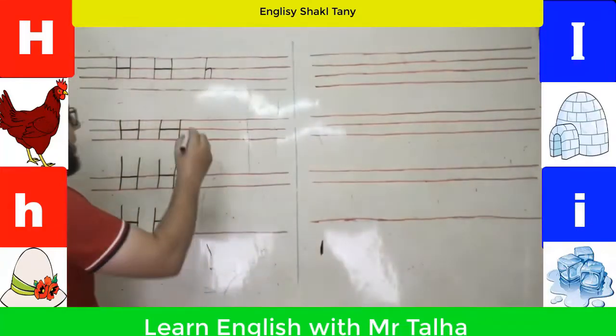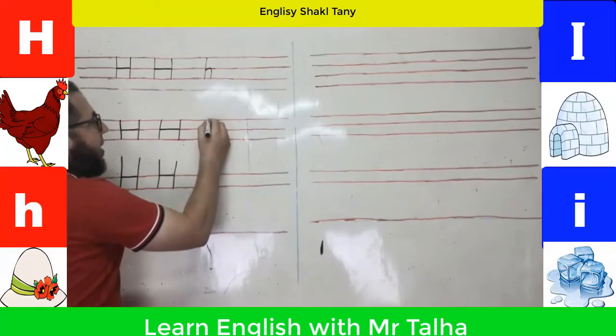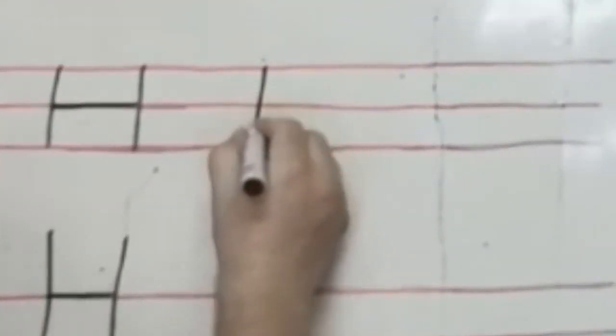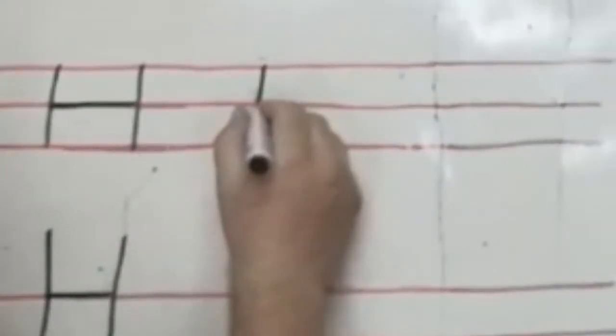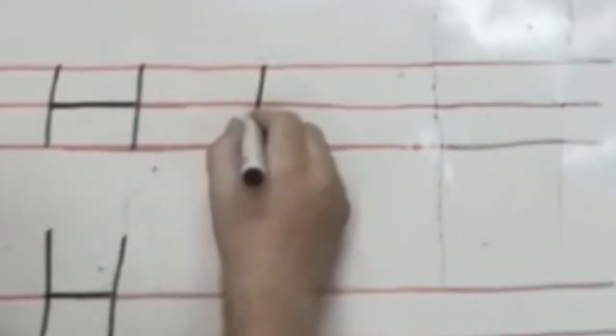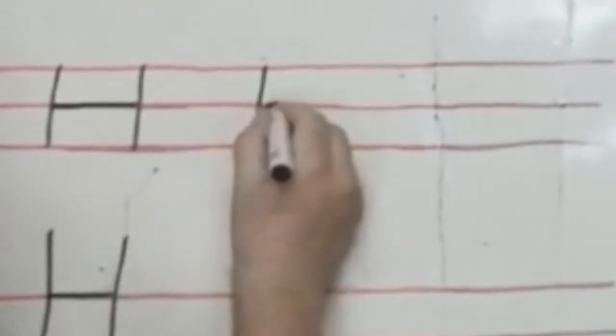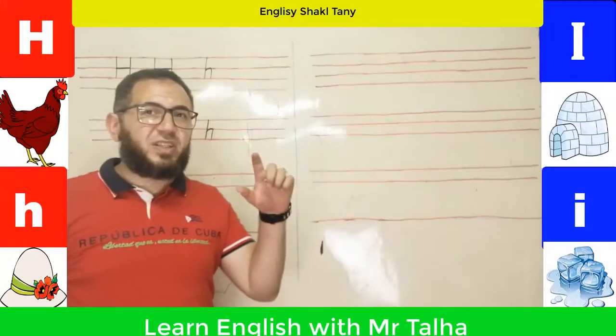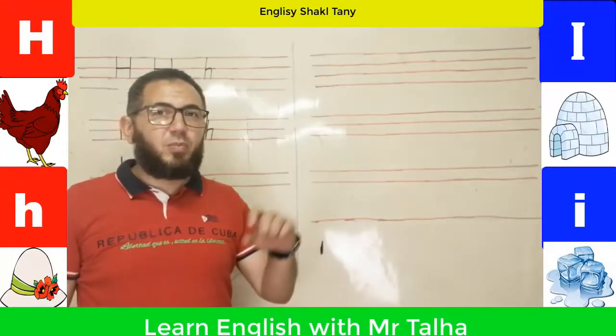Again, I'll make a straight line from the first line to the third line. And then from the second line, I'll make a curved line, and then go down. It's small h.